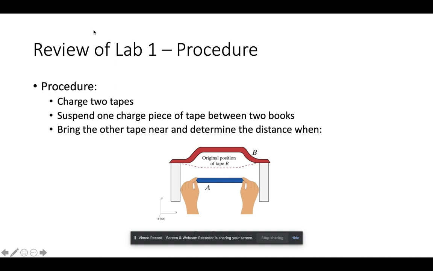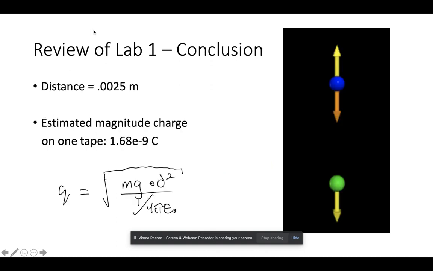The procedure from Lab 2 was to create two charge tapes by ripping them off of one another, suspending one charged piece of tape between two books, and then bringing the other tape near to determine the distance when it began to levitate. The distance I calculated was 0.0025 meters, and the estimated magnitude of the charge on one tape was 1.68 times 10 to the negative 9 coulombs. The equation that we manipulated to find this can be seen in the bottom left corner, and the model of this interaction can be shown on the right. The yellow arrows were representative of the electric field force, and the orange arrow is the gravitational force.